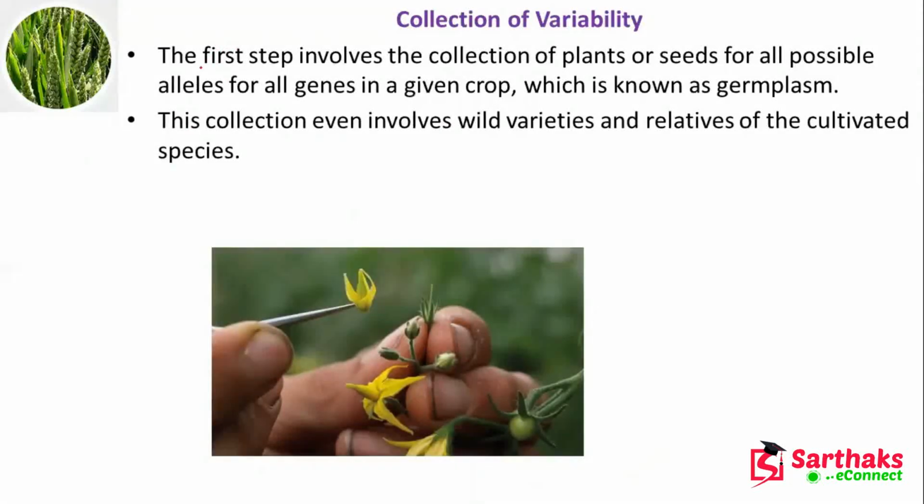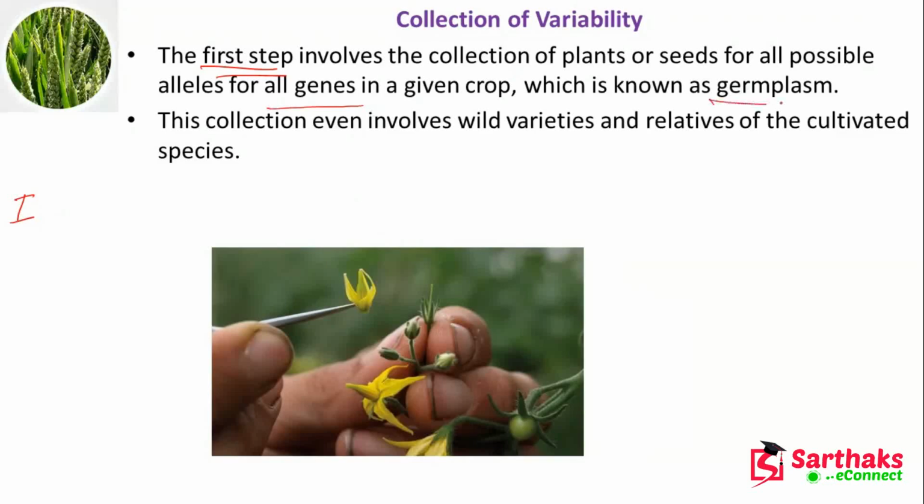First step, that is the collection of plants or seeds for all possible alleles or for all genes in a given crop. That means whatever the possible characteristics, whatever plants you can have, we require those plants. The first step is to collect different plants or seeds for all possible characters for all genes in a given crop.